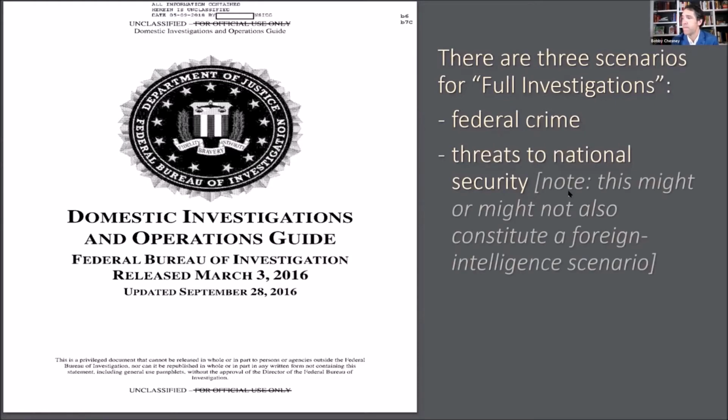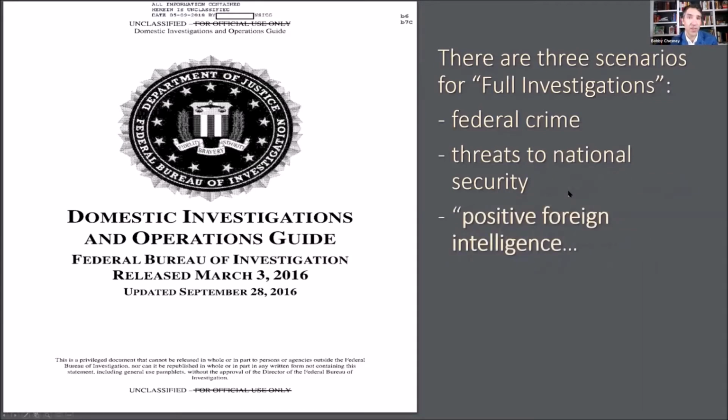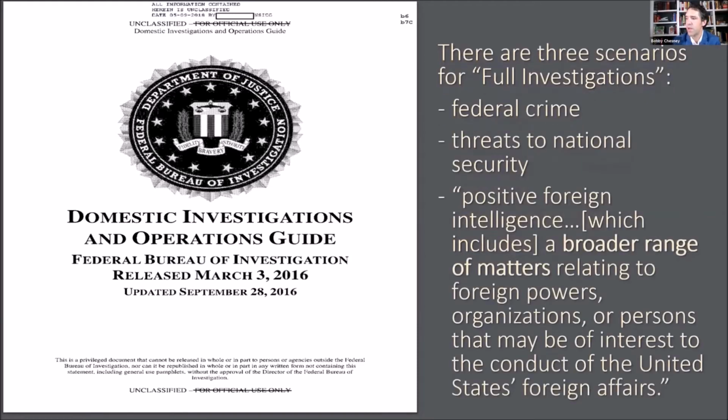Thirdly, there's so-called positive foreign intelligence. That is, it's not necessarily a threat scenario, but it's still a foreign intelligence interest. So this could be understanding any number of things. Positions of a foreign government on trade negotiations would be a good innocuous example. It's not a national security threat, but it's real foreign intelligence interest. And insofar as the FBI is in lead agency mode because you're inside the United States, then you need one of these three scenarios to be properly implicated before you can have a full investigation.